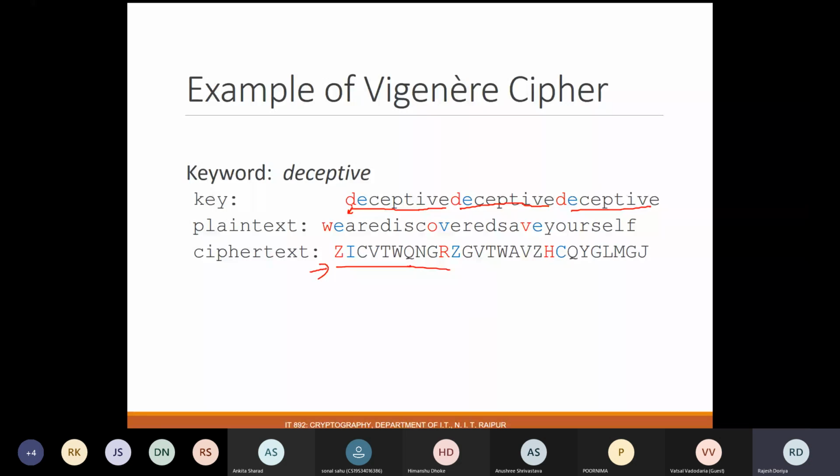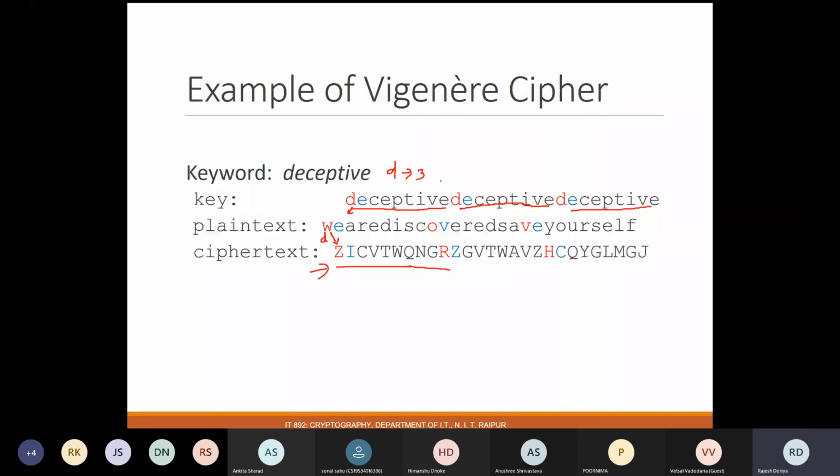Let's say after 3 positions, A, B, and C, you will have a D. So let's say D represents the number of shifts, or the number of substitution by 3 positions. If you have W, then apply substitution by 3 positions: W, X, Y, Z. By how many positions? By D number of positions. What is D? D means 3.